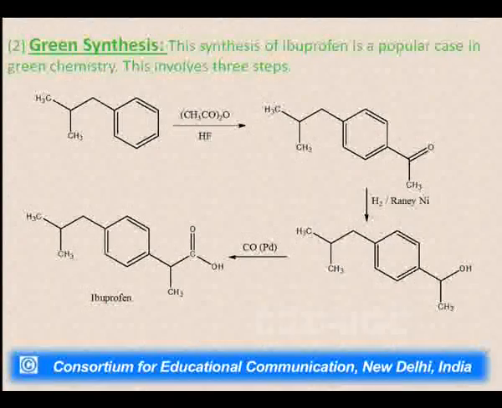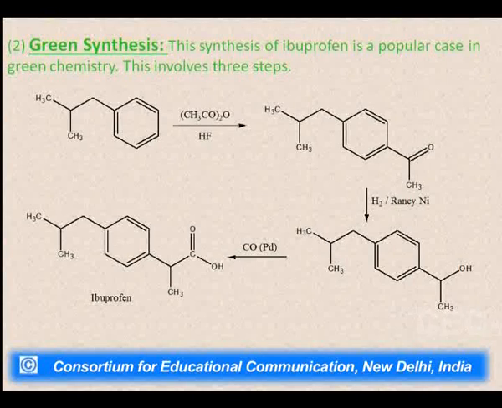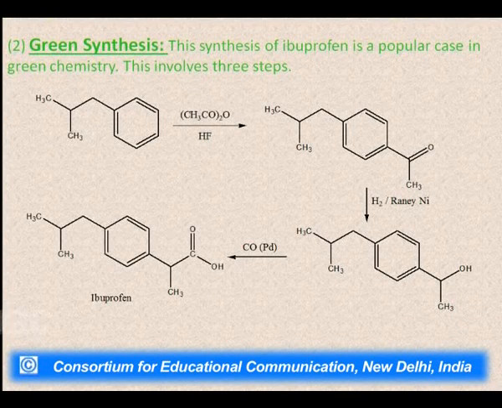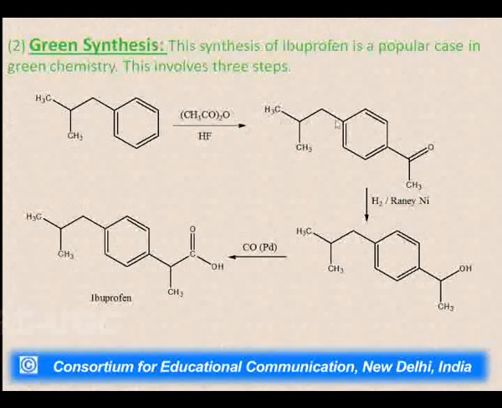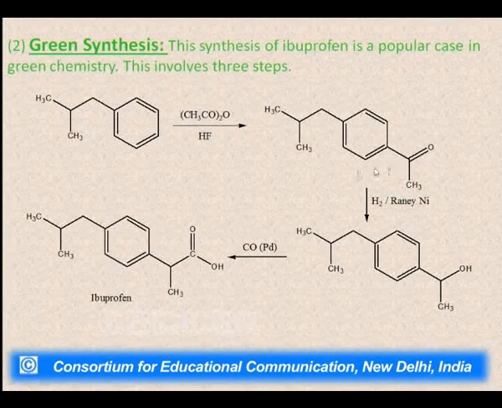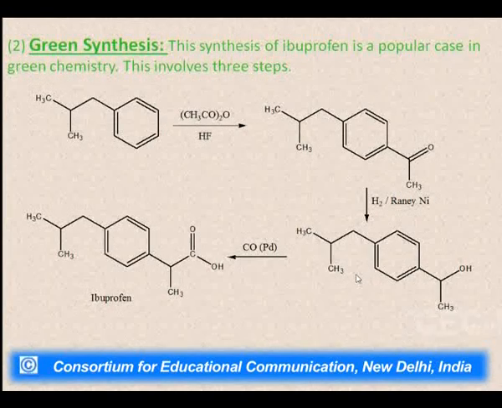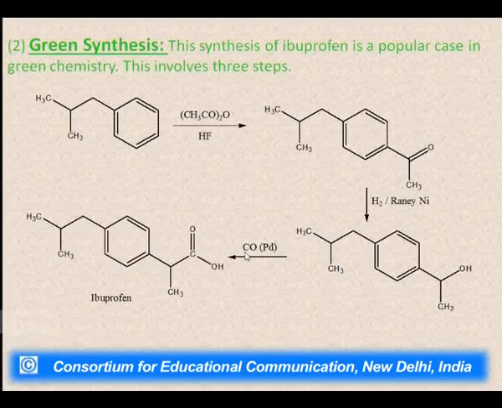One more method of synthesis is the green synthesis. This synthesis of Ibuprofen is a popular case in green chemistry. It involves only 3 steps. Here also we have taken isobutyl benzene. It reacts with acetic anhydride in hydrofluoric acid medium, and acetylation takes place. Then it undergoes reduction with Raney nickel, and finally it undergoes carbonylation in the presence of palladium, and we get the Ibuprofen.